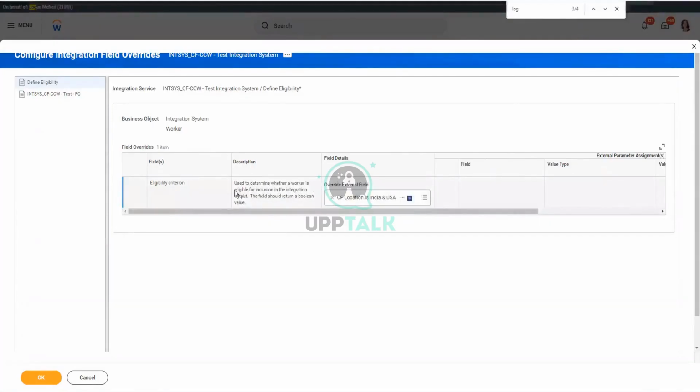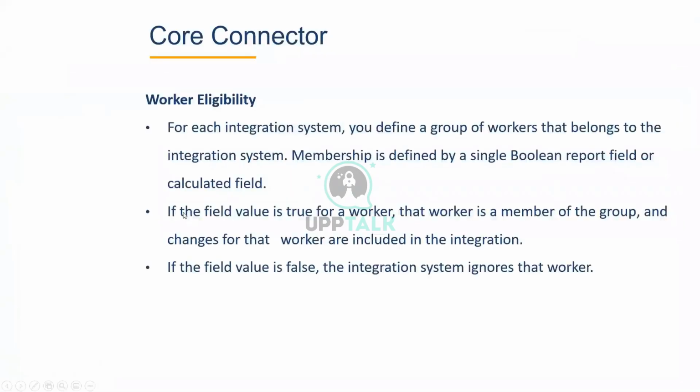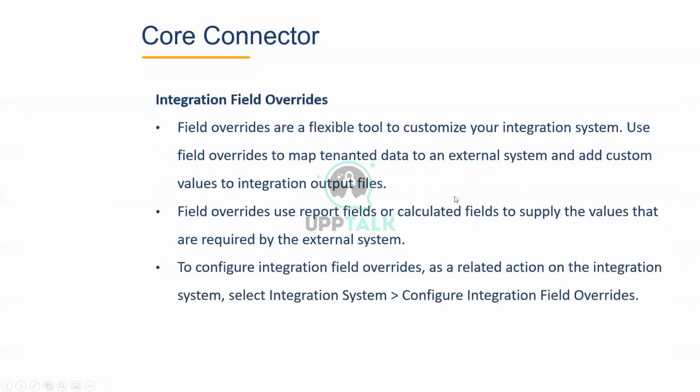The user determines whether a worker is eligible for inclusion in the integration output. The field should return a Boolean value, such as true or false. If the field value is true for a worker, that worker is a member of the group, and the changes for that worker are included in the integration. If the field value equals false, the integration system ignores that worker. Integration field overrides.